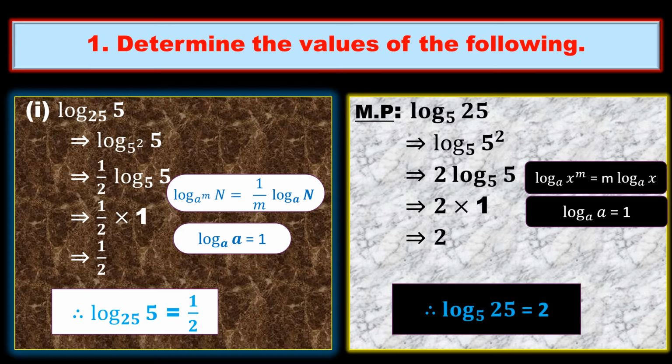So simple, for this problem and this problem your answers will be reciprocal. If you get 1 by 2 here, you will get 2 here. If you get 2 here, this will be 1 by 2. Clear? So let us go to the next problem.